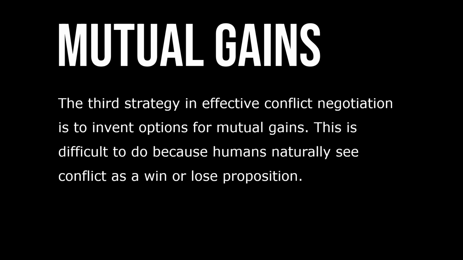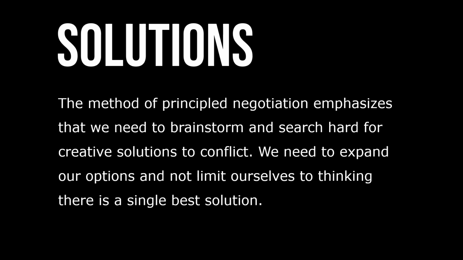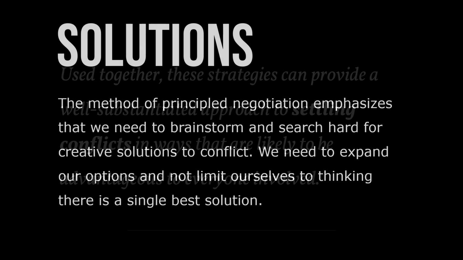The third strategy in effective conflict negotiation is to invent options for mutual gain. This is difficult to do because humans naturally see conflict as a win or lose proposition. The method of principled negotiation emphasizes that we need to brainstorm and search hard for creative solutions to conflict. We need to expand our options and not limit ourselves to thinking that there's a single best solution.